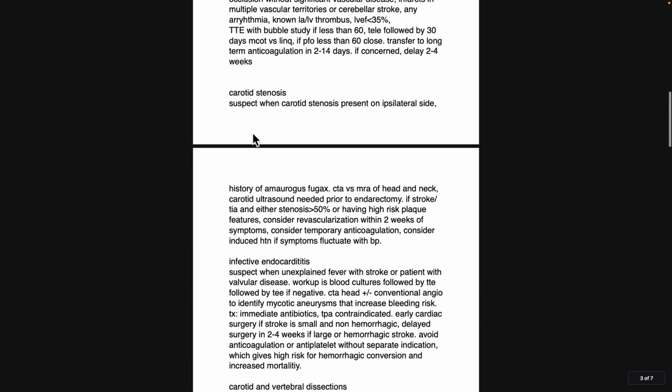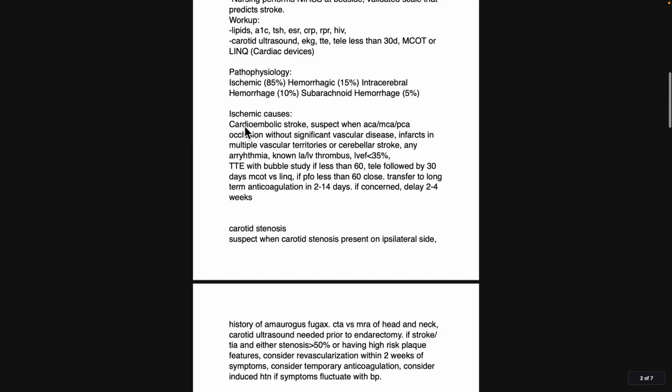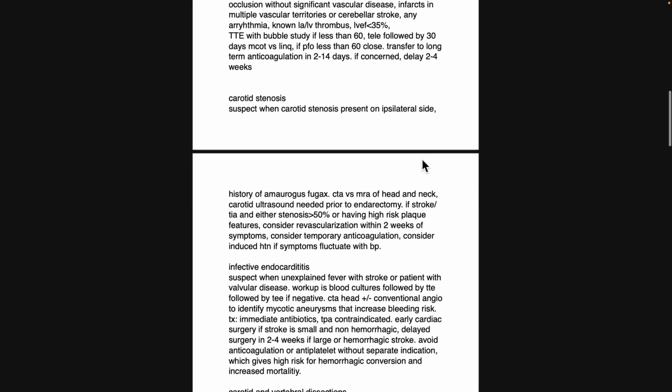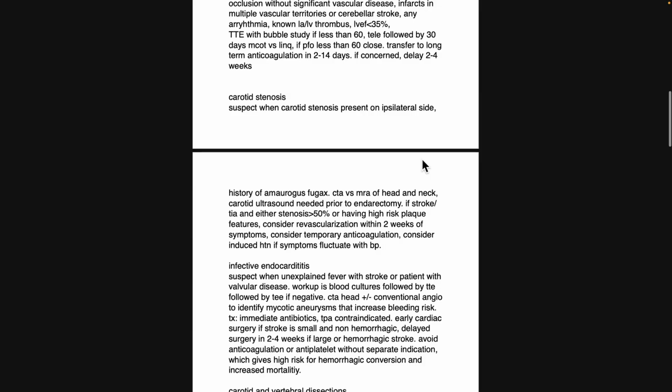All right, so let's talk about carotid stenosis. This is another type of embolic stroke. So you suspect it when carotid stenosis is present on the ipsilateral side. You'll usually find this on MRA or CTA. But basically, carotid stenosis is highly associated with atherosclerosis, or basically hardening of the arteries due to atherosclerotic plaque.